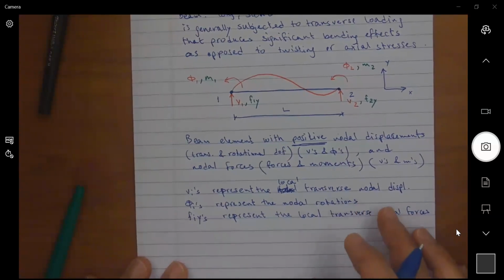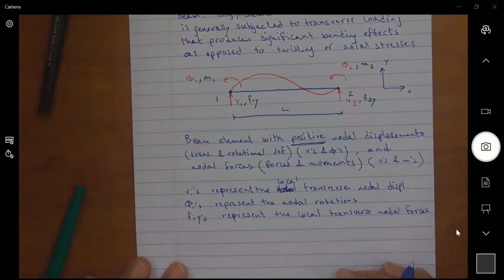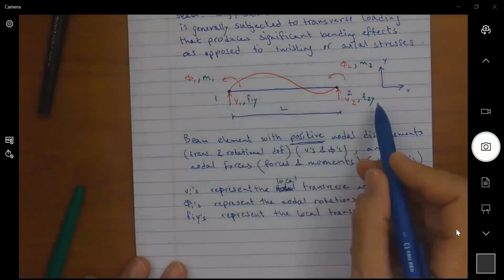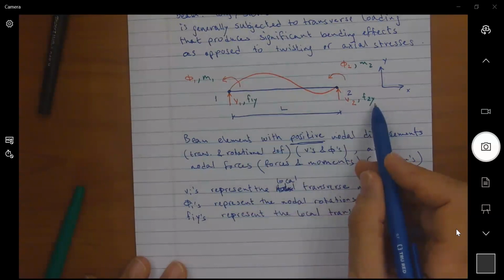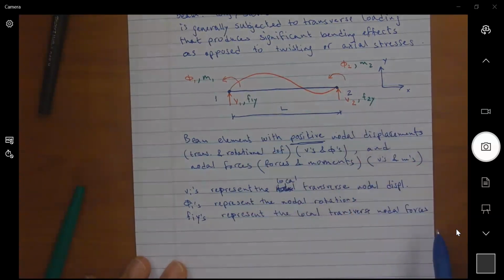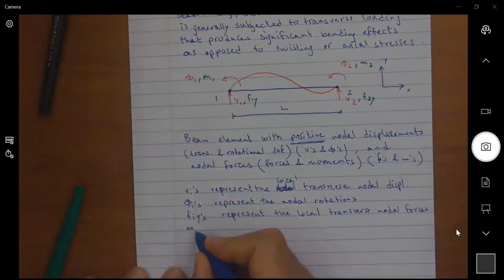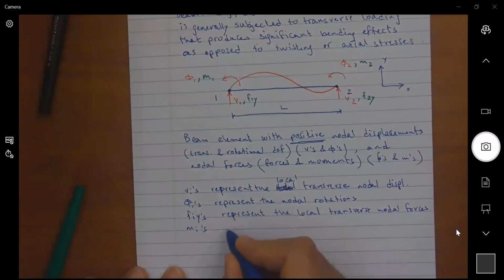Because we are working in plane, for the rotation, the local would be the same as global, right? So that's why with the rotation, I'm not mentioning local or global. The forces are represented as F, I'm sorry, thank you for catching this. Okay, F's. And finally, the m_i's represent the nodal moments.